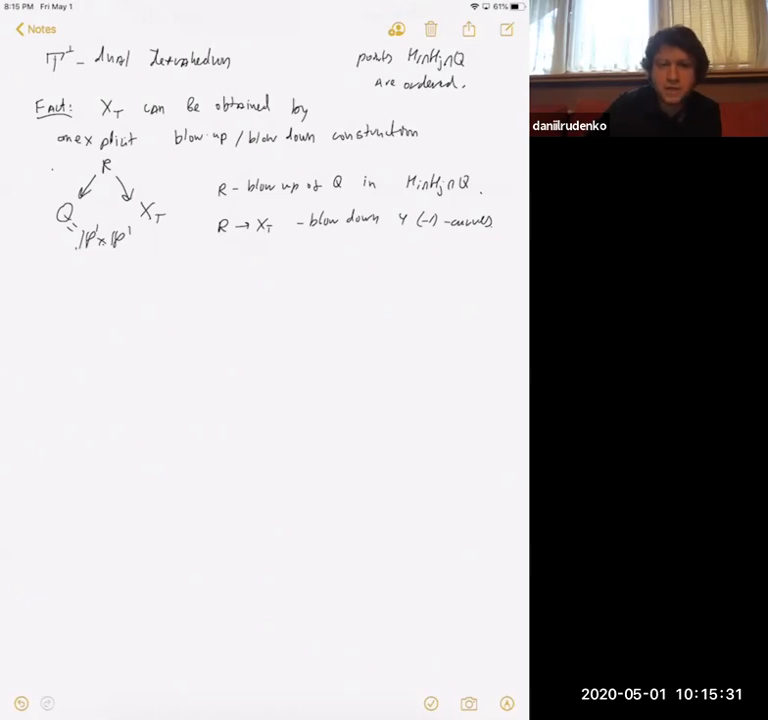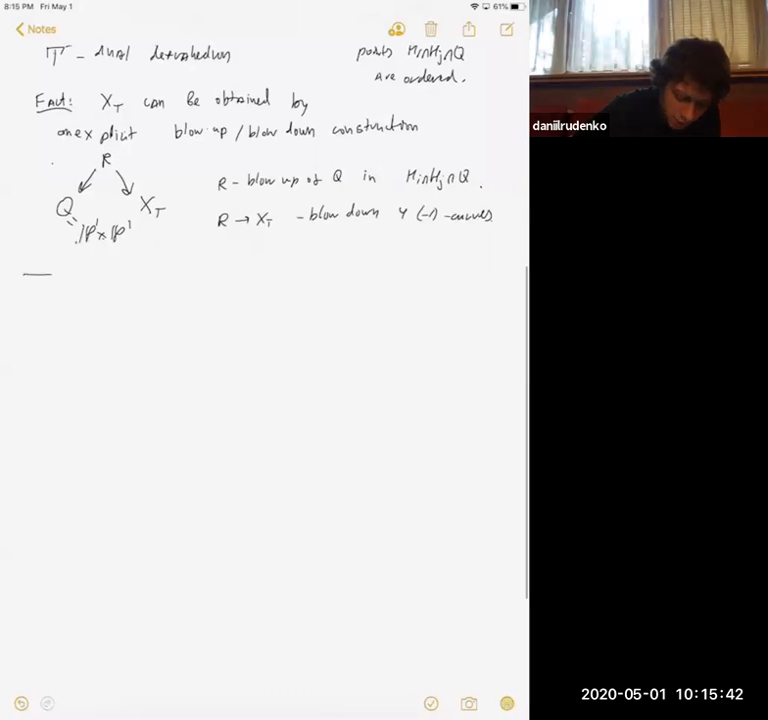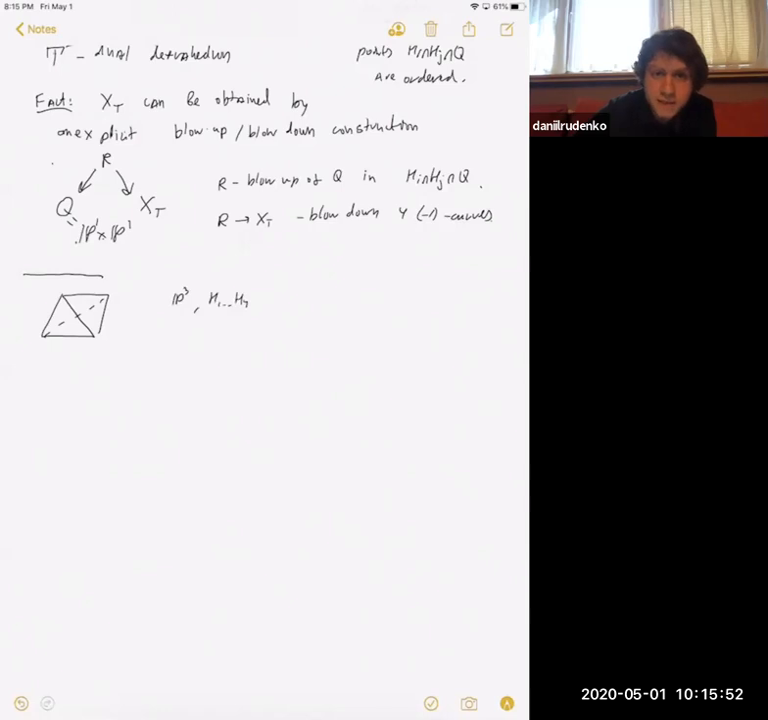But actually, this relation came from some algebraic geometry of mixed Hodge structures. So let me explain that. Let's look again at this tetrahedron from the viewpoint of algebraic geometry. We have this P3, H1 up to H4 are planes containing faces, and Q is a quadric.